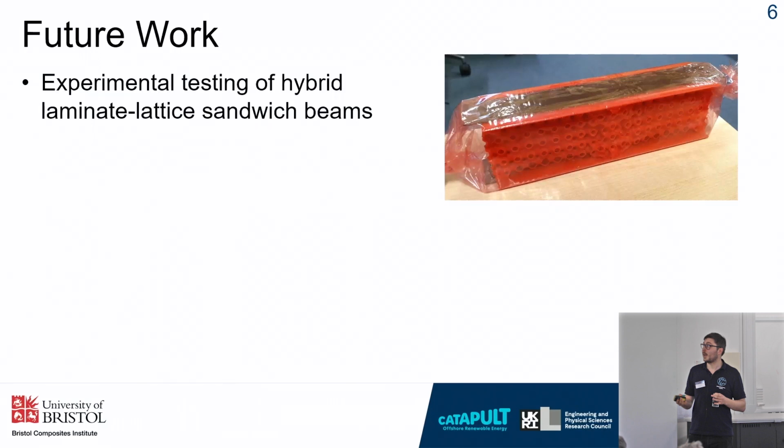Moving on to future work, hopefully this month or next month, I'm looking at the experimental testing of some hybrid laminate lattice composites. This is a representation, I've got it on my poster. Basically it shows the skins on the top and the bottom, and this optimized lattice shape in between. We're going to be doing some testing to look at how the failure modes happen, and also whether the lattice structure actually performs as predicted.